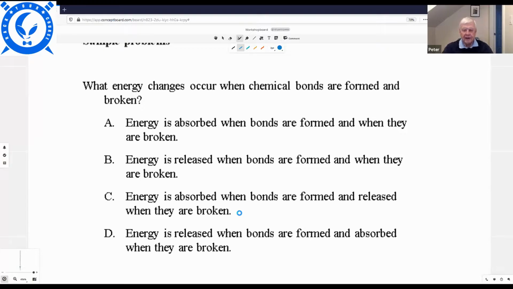Unfortunately, you got it backwards. When bonds are formed, you have a situation in which energy is released. Just think in terms of if you're going to decompose a chemical compound, you're going to pump energy into it to break it apart, right? So therefore, the correct answer is D, because energy is absorbed when they're broken because you have to pump the energy into the system. It's released when the bonds are formed. You get the energy back.